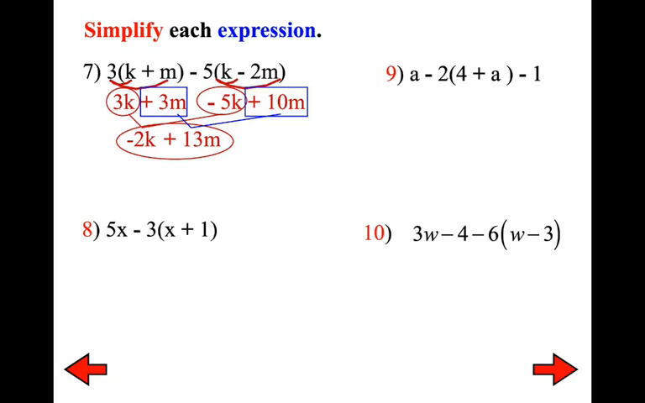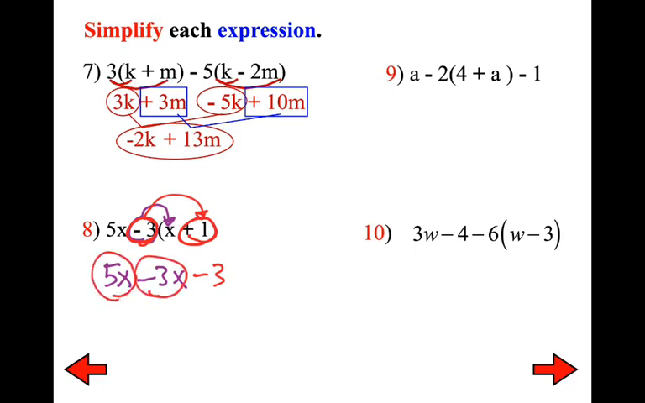Okay, so let's take a look at number 8. The only thing that we are multiplying the x plus 1 by is the negative 3, not the 5x. It's the part that's right next to it. So as far as the 5x goes, we're going to start like that, and then we start multiplying things together. Negative 3 times x is negative 3x, and then negative 3 times positive 1, that's minus 3. And then we can combine like terms here. So a positive 5x and a negative 3x makes positive 2x, and that's 2x minus 3.